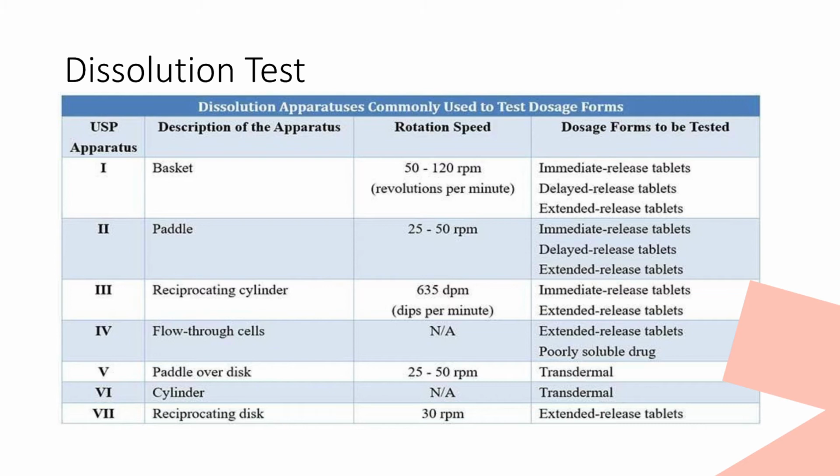Fifth is the paddle over disc. Sixth is the cylinder apparatus. Seventh is the reciprocating disc. So these are the recommended dissolution apparatus which are to be used depending on the type of dosage form. For example, paddle over disc apparatus 5 is used for the evaluation of transdermal dosage form. Similarly, apparatus 6 cylinder is recommended for transdermal dosage forms, and apparatus 7 is specifically to be used for the extended release dosage form.